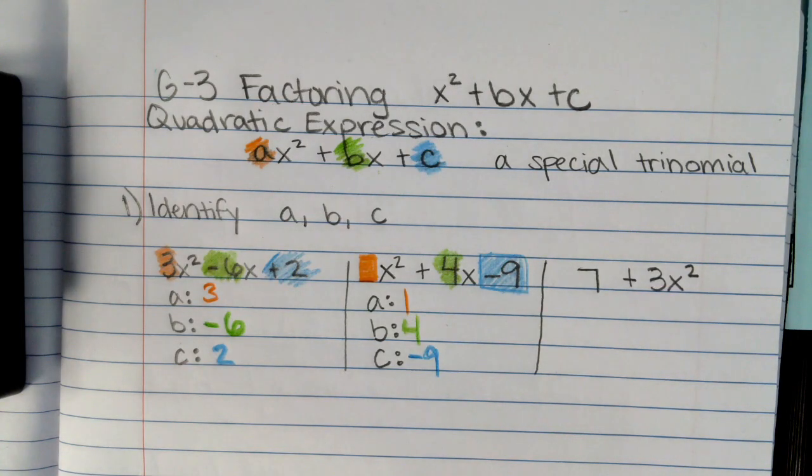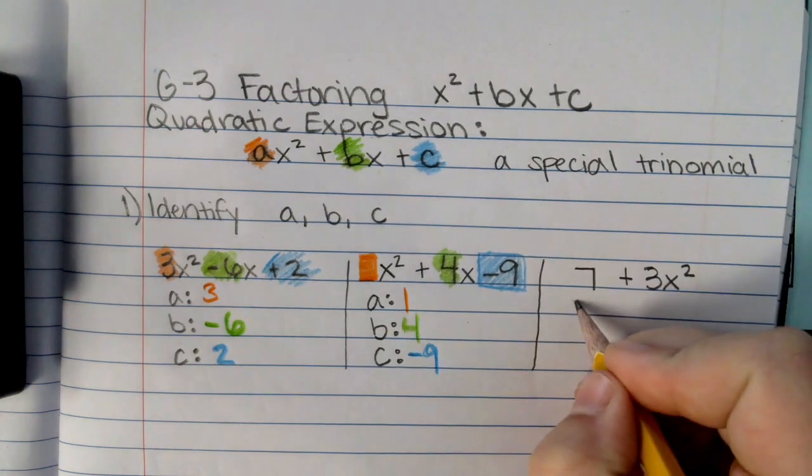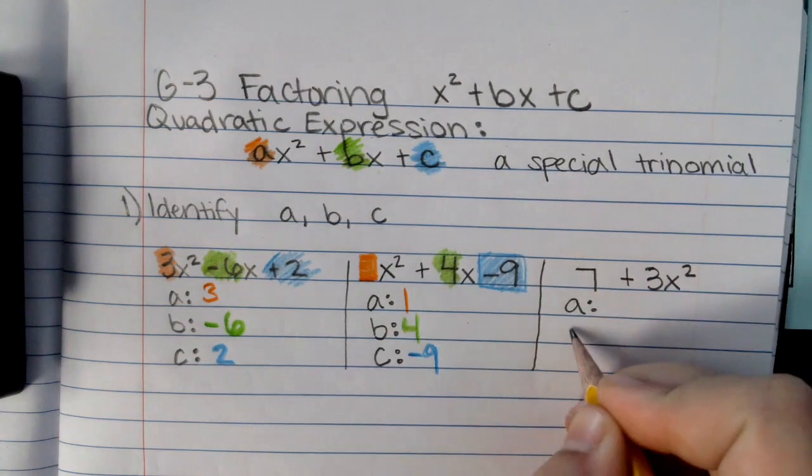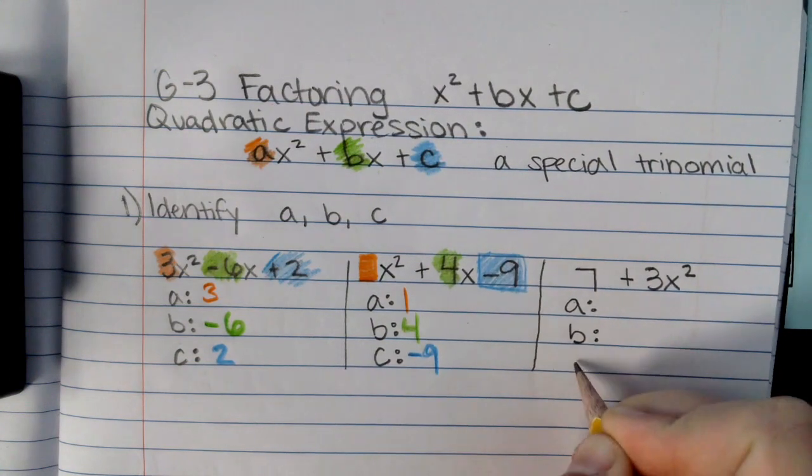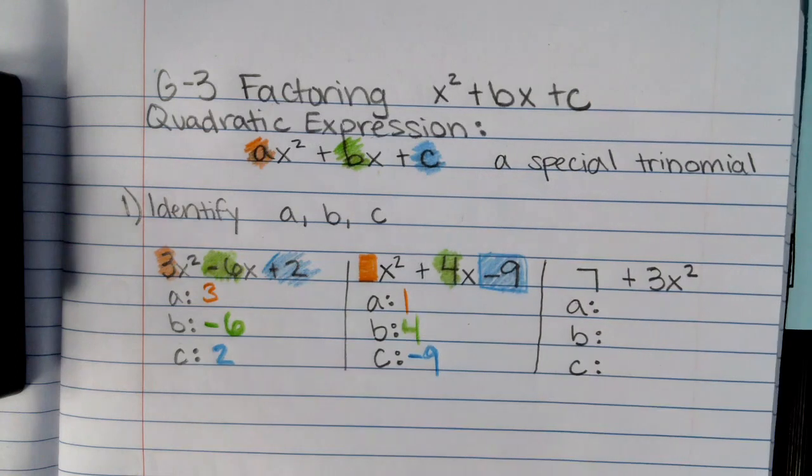Instead of an x, what could we use? A y. We could use an m. We're just so happy to use an x in each of these right now. So again, I want to find my a, my b, and my c. Which number is going to be my a? 7. Oh, I heard 7 and the 3.